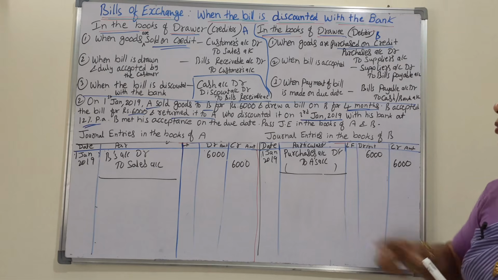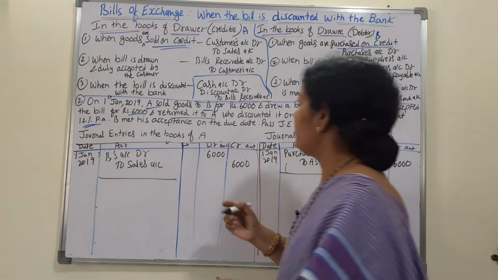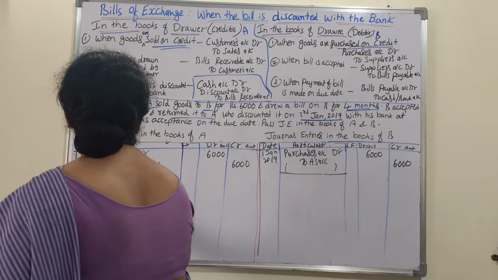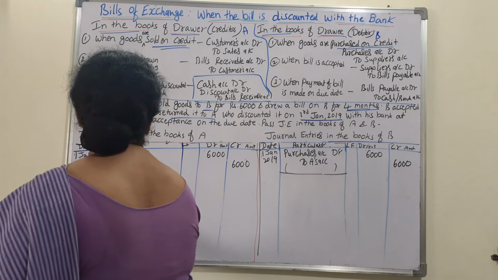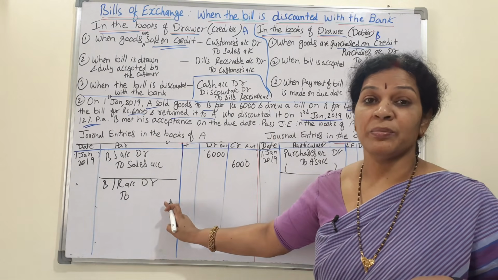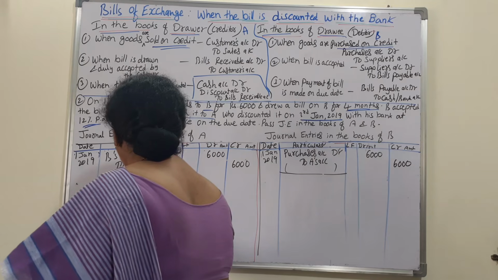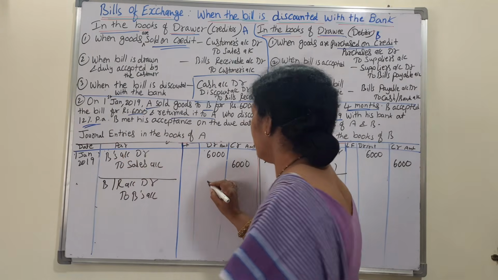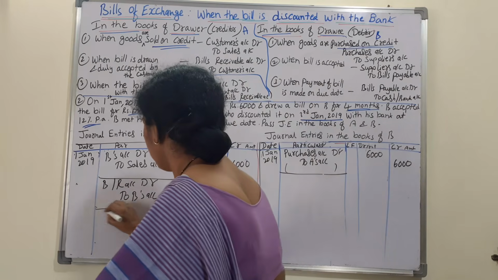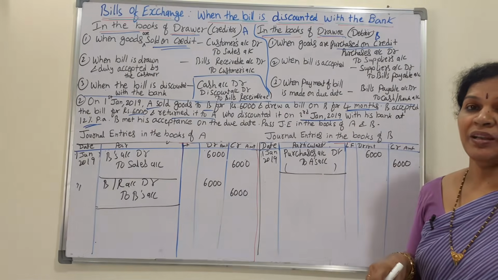Next, second entry, when B accepts the bill. When he is accepting the bill, what do we write? Bills receivable account debit to, we are getting the bill when B is accepting. Bills receivable account debit to, from where are we getting it? From B. So to B's account. Amount same, 6,000. What do we write here? Being bill accepted by B.